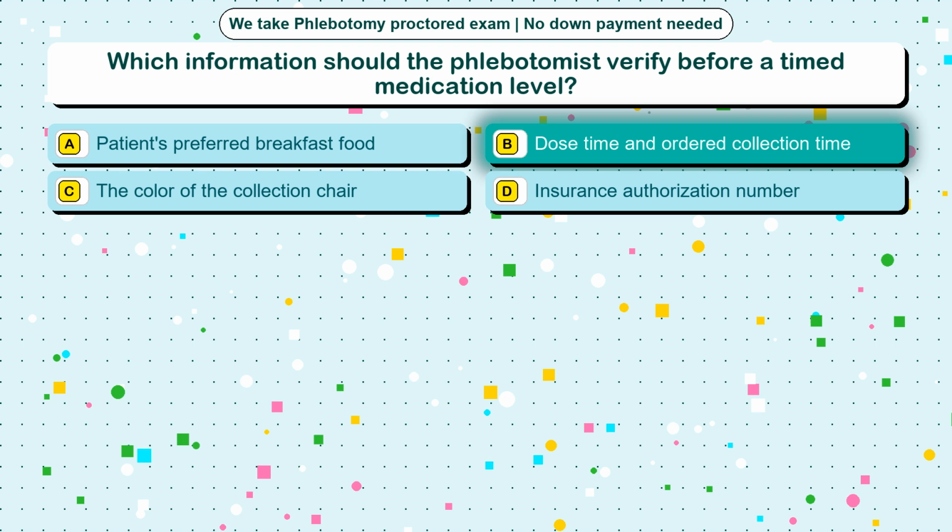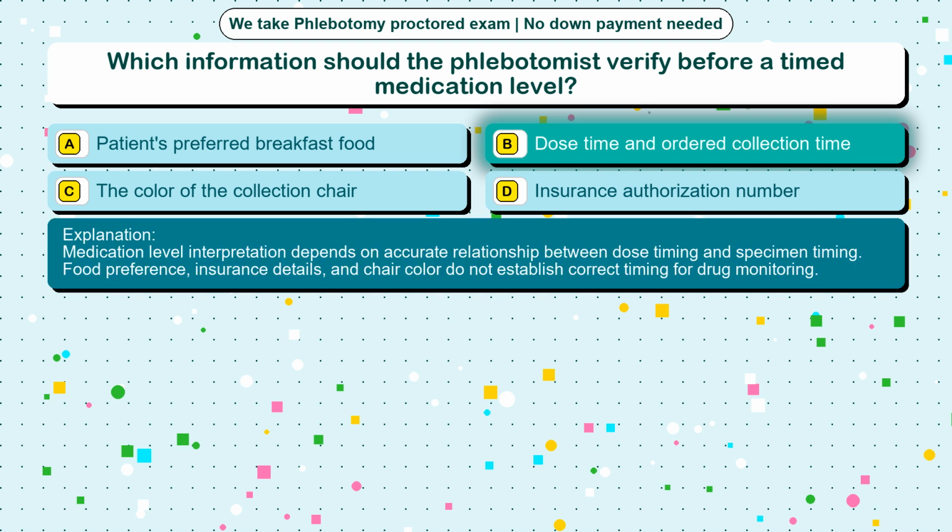The correct answer is option B. Dose time and ordered collection time. Medication level interpretation depends on accurate relationship between dose timing and specimen timing. Food preference, insurance details, and chair color do not establish correct timing for drug monitoring.